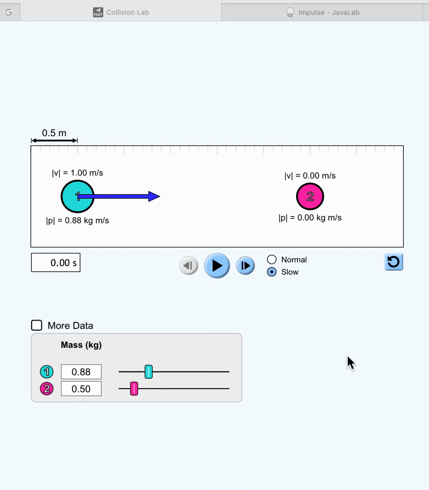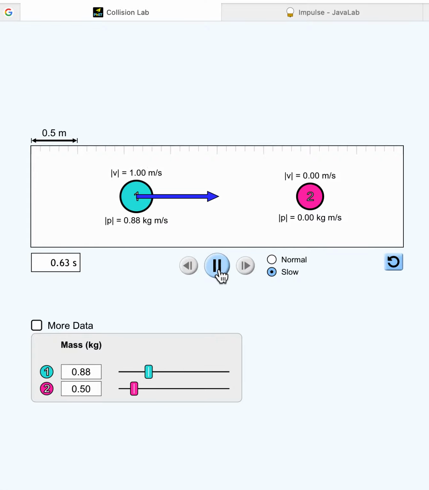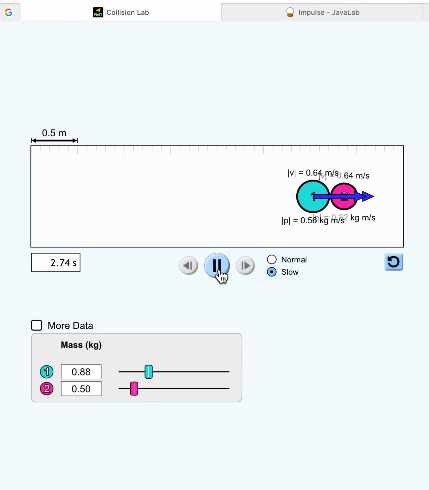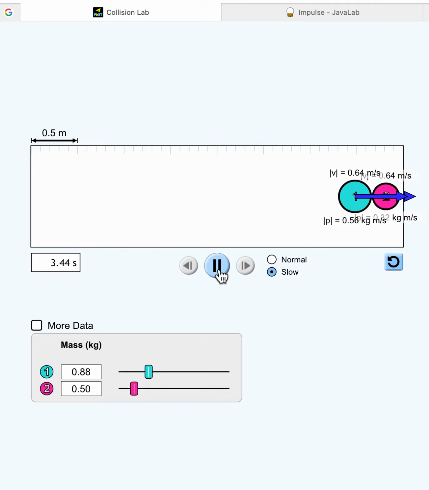So the first example of conservation of momentum that we're going to look at is when two objects collide and stick together. So here you have two balls. Ball 1 is moving with a velocity of 1 meter per second before the collision, and ball 2 is stationary. And let's see what happens to their velocity after they collide and stick together. Notice that after they collide, they both move with a final velocity of 0.64 meter per second.